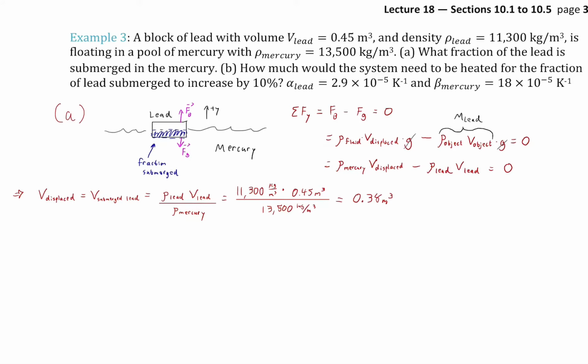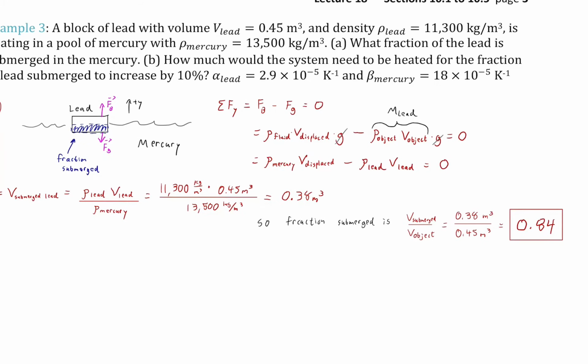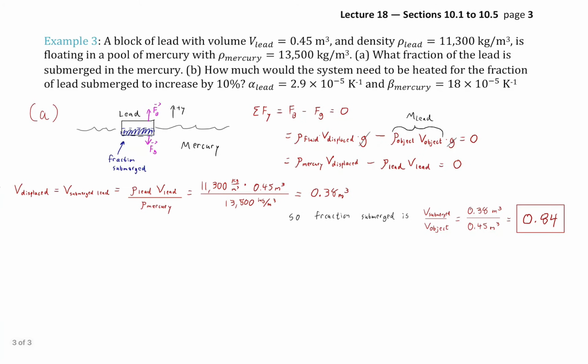So then we'll go ahead and find the actual value, and we get 0.38 cubic meters. And so then when we actually look at the fraction, we'll just take 0.38 over 0.45, and we find that 84, or you can think of as percent, 84% of the lead is submerged in the mercury. Okay, so again, review. So now let's do part B.